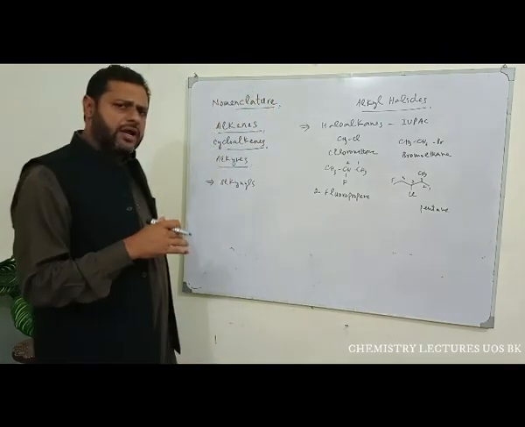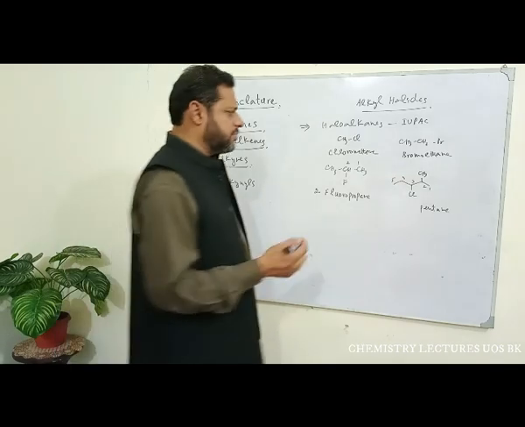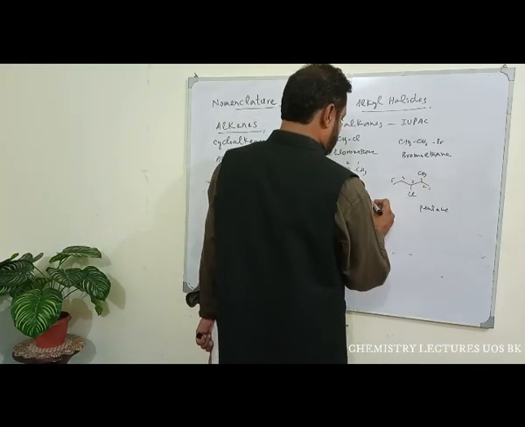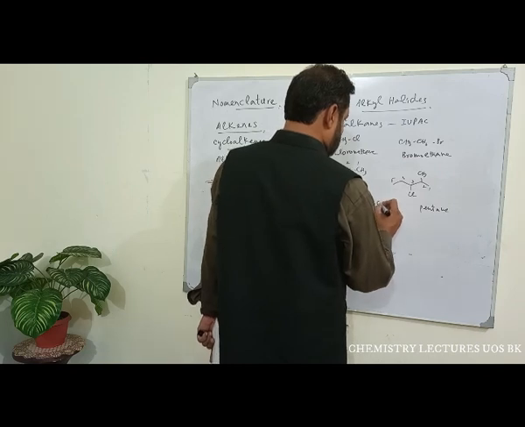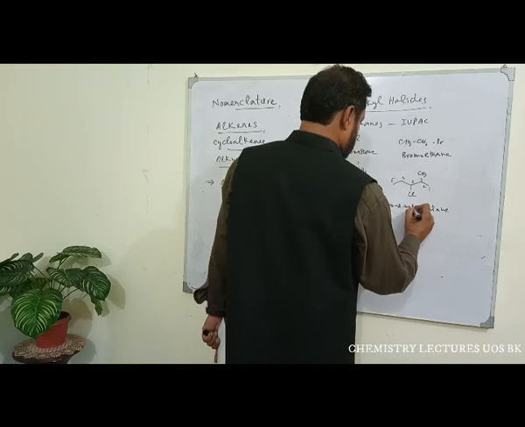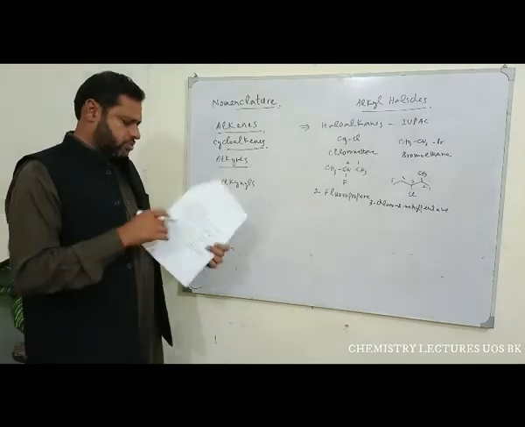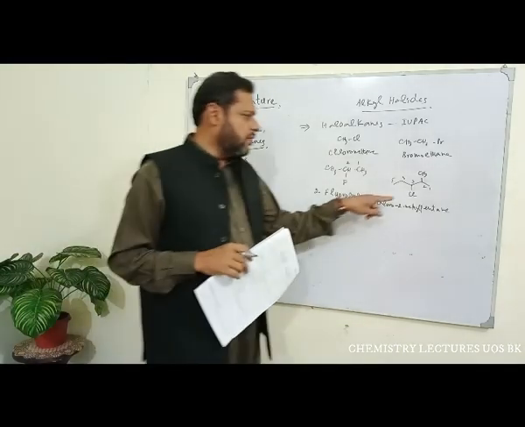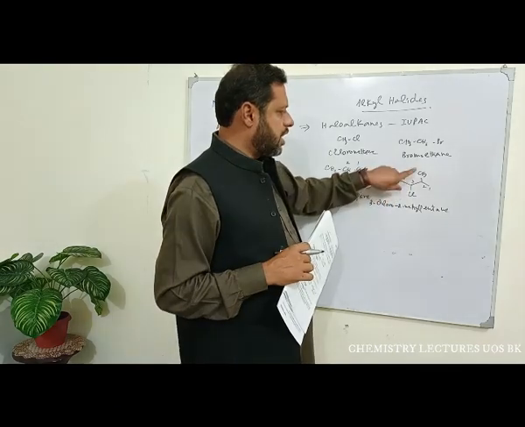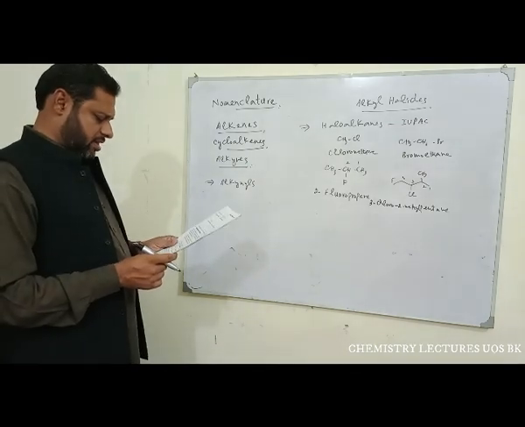Now write these two substituents alphabetically. There is no preference given to any of these substituents. So this one is chloro, this one is methyl. So first alphabetically we'll write chloro. It will be 3-chloro and 2-methylpentane. So always remember not to give a special preference to these halogens. Halogens and methyl, ethyl, all alkyl groups, they are treated in the same manner.